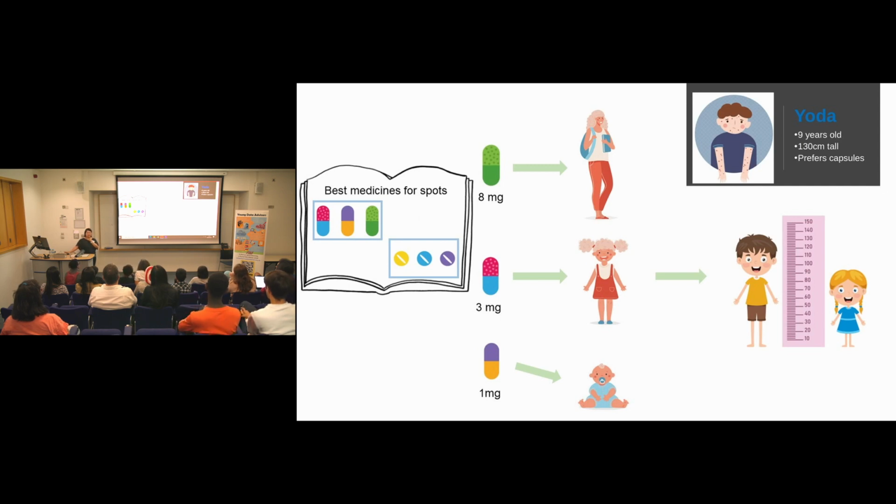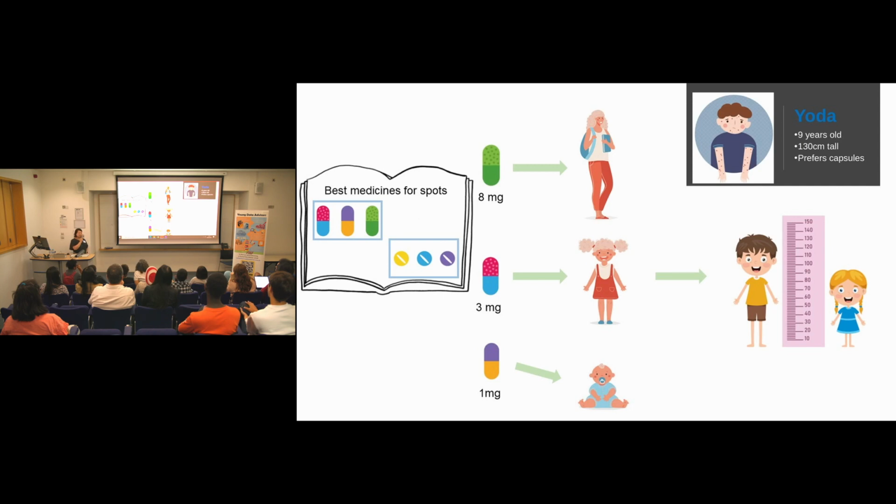On a show of hands, who thinks we should give him capsules? And who thinks we should give him tablets? We've got so much potential in this room. Yes, because he prefers capsules, obviously we want to do the capsules.